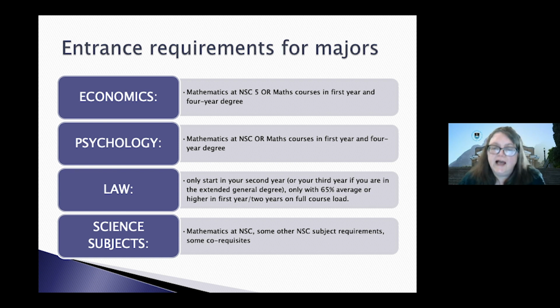There's actually only a handful of courses in humanities which require additional entrance requirements, primarily psychology. And the other ones that you will need to meet additional requirements are those offered by other faculties. So the big ones are economics, psychology, law, and the technical science subjects. Okay, so economics, you need mathematics at matric. You need mathematics at NSC 5, that's 60% or higher. We do not accept maths literacy for entry to economics.